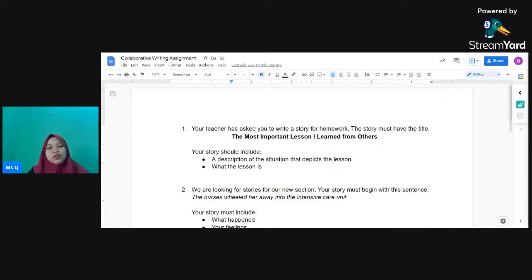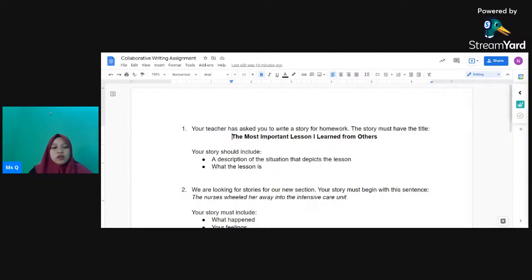Sounds easy, right? But when you have this kind of question, you need to be able to share your story on a deeper level. That means a description of the situation that depicts the lesson. So you cannot have a lot of different events to show this one important lesson. You can only have one situation, but you need to describe it very well, in detail and in depth. And from this situation, you need to mention what the lesson is.